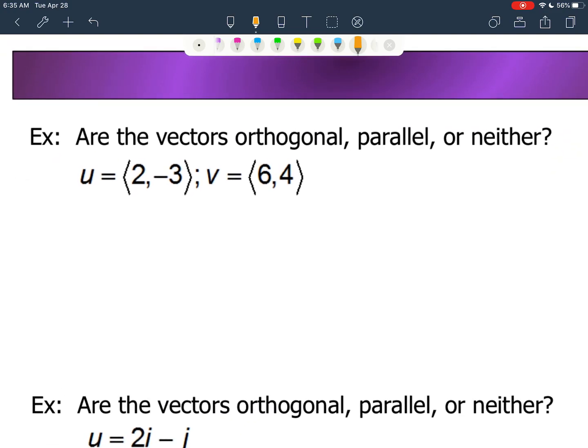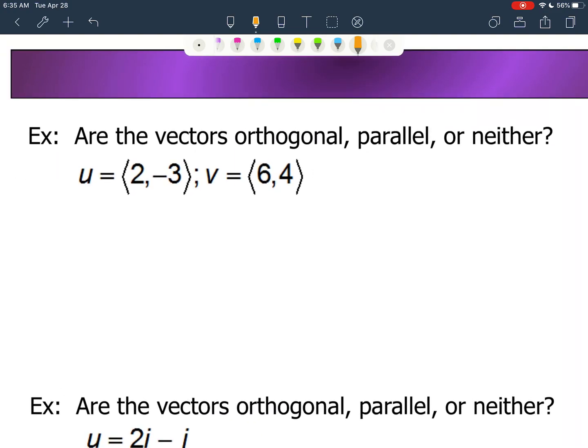So here's our first example. We have two vectors, 2, -3, and 6, 4. I like to draw the vectors so I can get an idea when I begin. So I go right 2, and then I'm going to go down 1, 2, 3. So that's vector u. Vector v, we're going to go right 6, 1, 2, 3, 4, 5, 6, and then up 4, 1, 2, 3, 4.